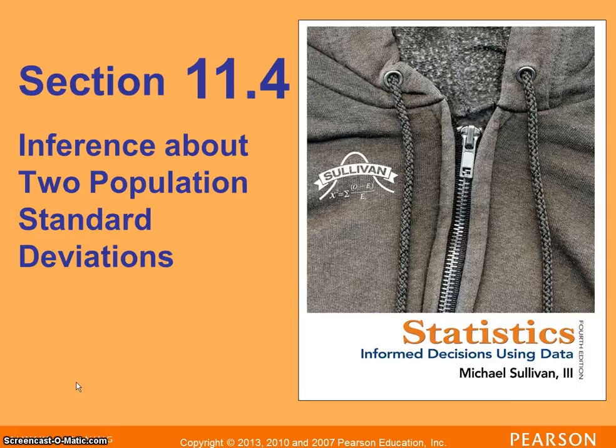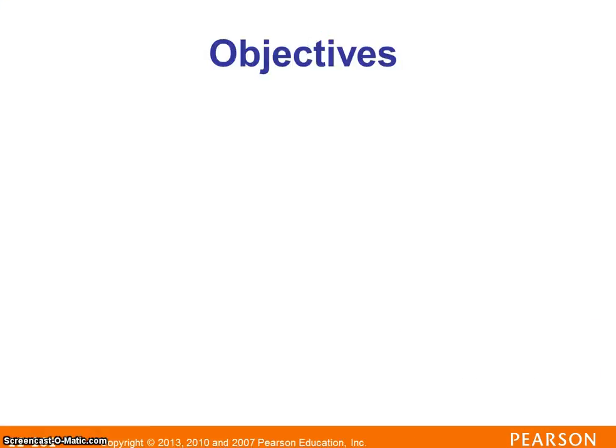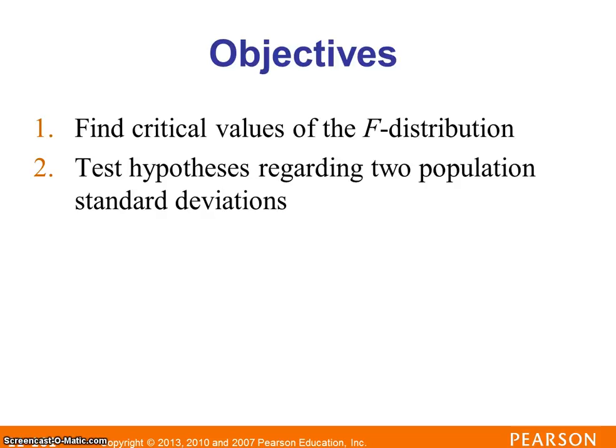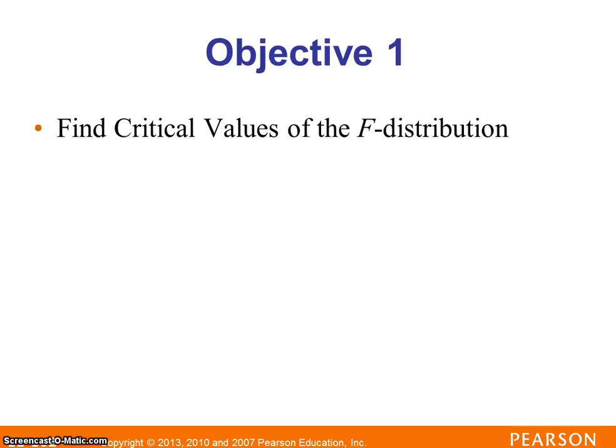Hi everybody. So I just wanted to talk a little bit about section 11.4. This video is on inference about two population standard deviations. So we looked at the inference about two population means in the last two sections. So these will be our objectives: to find the critical values of what's known as the F distribution, to test hypotheses regarding two population standard deviations.